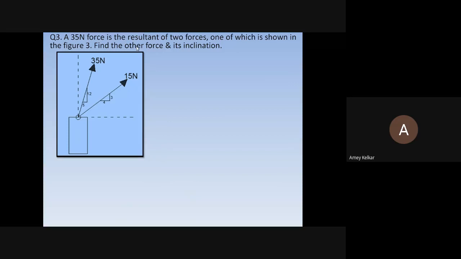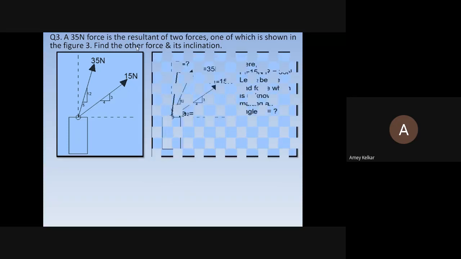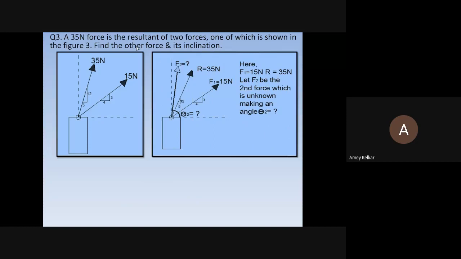35 Newton force is the resultant of two forces. So the diagram comes from this statement. This diagram will not be given in the textbook, nor in the final exam. So that's where your understanding comes into the picture. Understand the figures, understand the diagrams, and you will be able to do the sums.